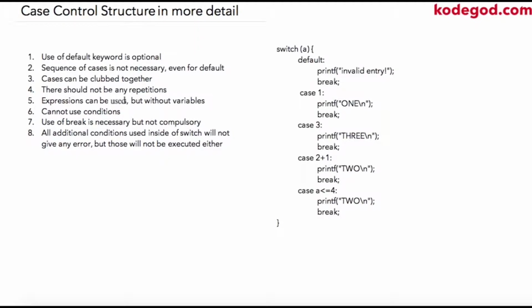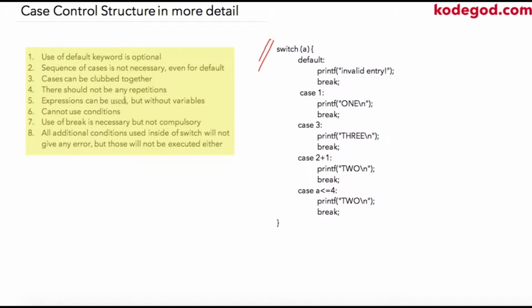In this lecture, we are going to learn case control structure in more detail. We need to discuss around 8 different points related to case control structure. We are going to use this as an example for discussing these 8 points. First point is that use of the default keyword is optional. When we use switch case for a variable, default is optional.